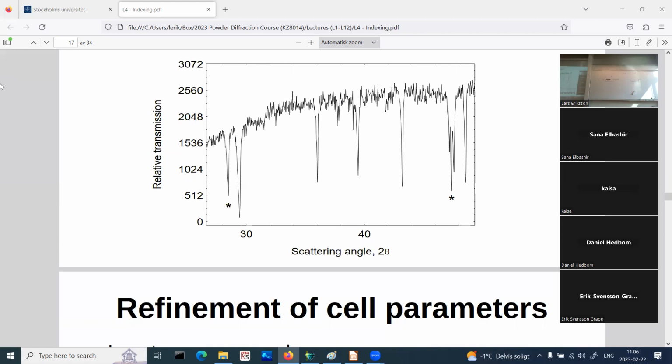Then we can compute a correction curve and then apply that correction to the other sample lines. And we would get the accurate position of the other lines.